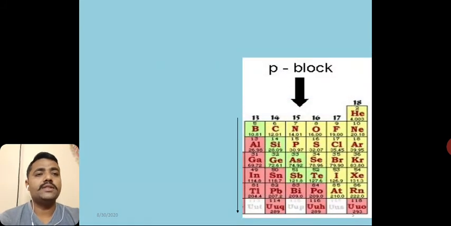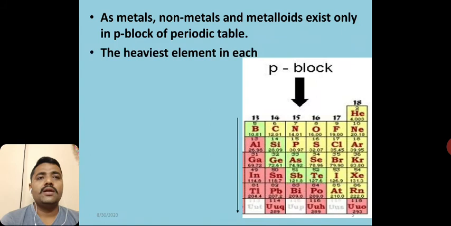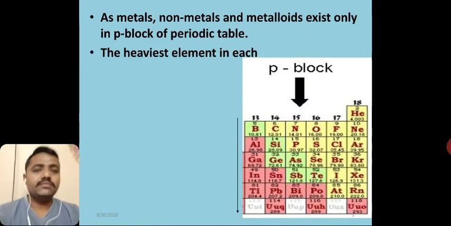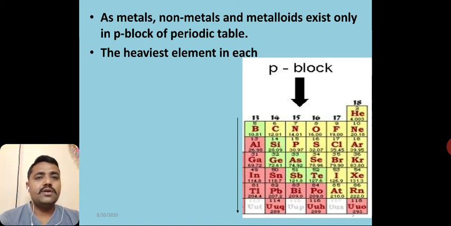The p block elements are from the 13th to the 18th group of elements. The p block elements are a very interesting study. Why? Because metals, non-metals and metalloids exist only in the p block of the periodic table. Therefore, it is very interesting to see where the metals, the non-metals and the metalloids are in the p block of the periodic table.